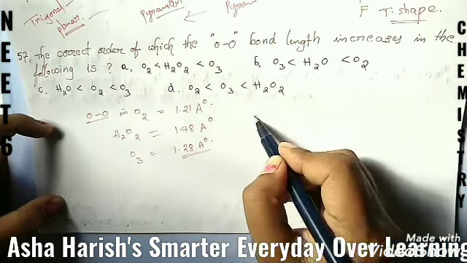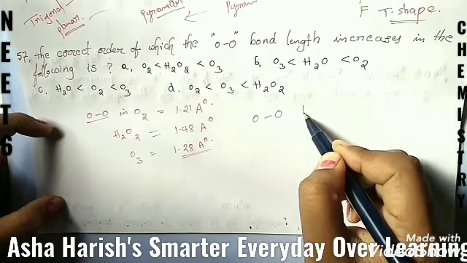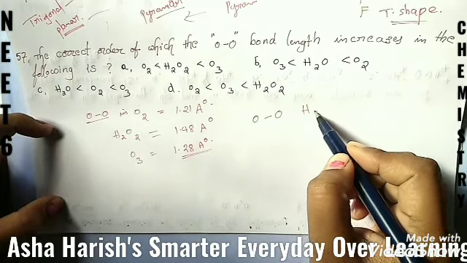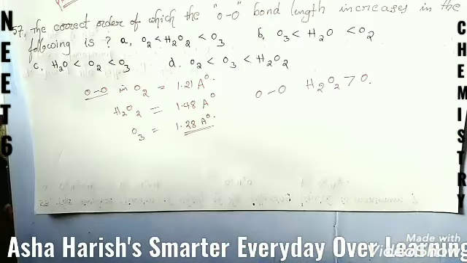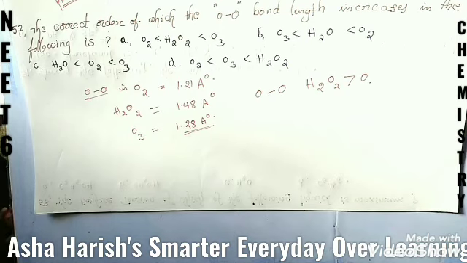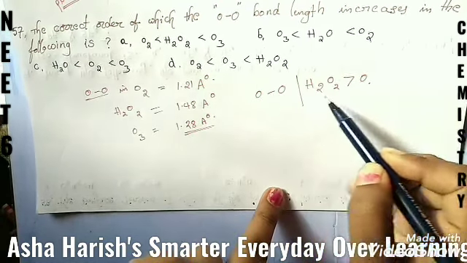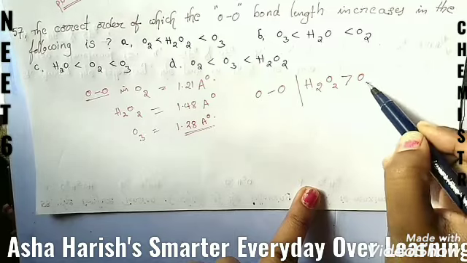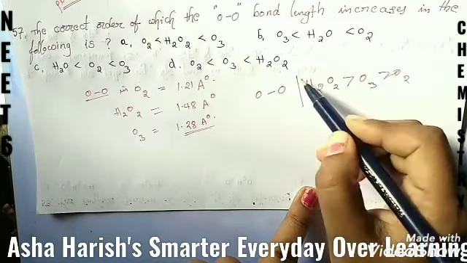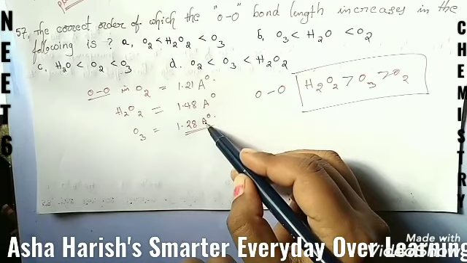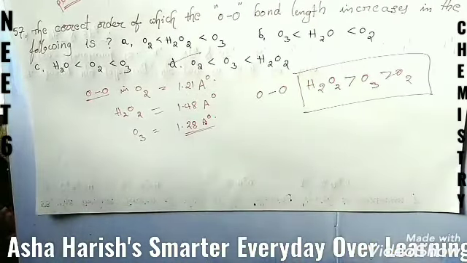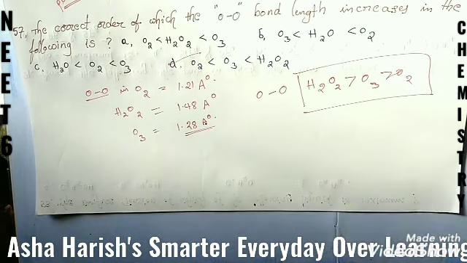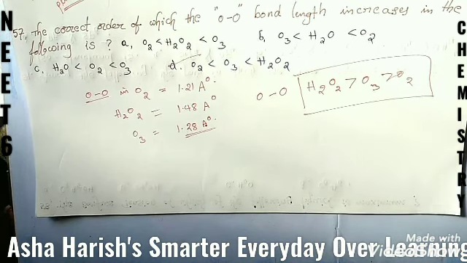Therefore, the correct order of O-O bond length, basing upon these options, is H2O2 is greater than O3 is greater than O2. Okay, and here we have the answer: option D is the correct one, the increasing order of the bond length in oxygen bond.